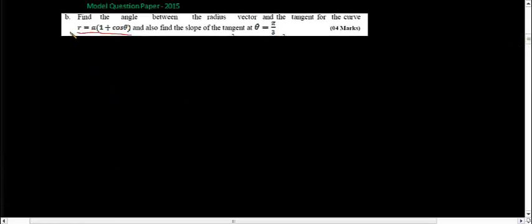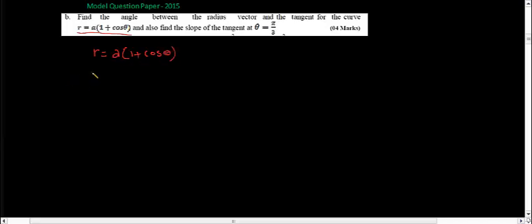Let us look at this problem. Find the angle between the radius vector and the tangent for the curve r is equal to a into 1 plus cos theta, and also find the slope of the tangent at theta is equal to pi by 3. Let us look at the first part of the problem. Angle between the radius vector and the tangent for the curve r is equal to a into 1 plus cos theta.